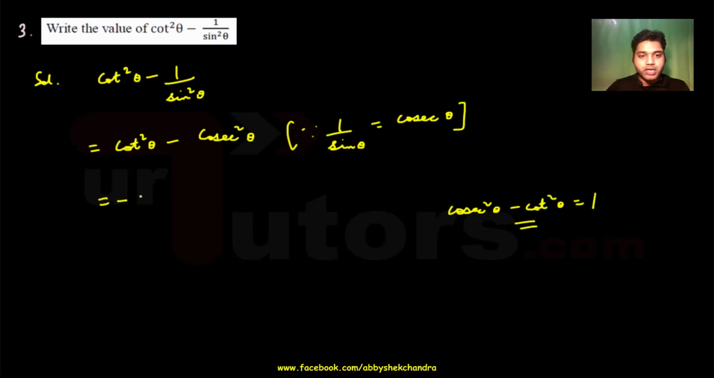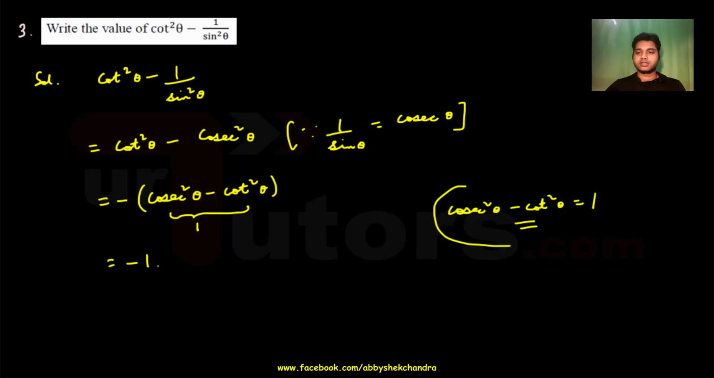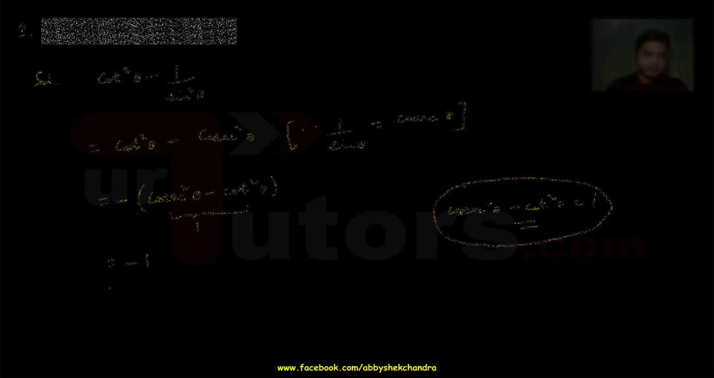So what we'll do is we'll take minus 1 common here, so we can write it as cosec squared theta minus cot squared theta. And what is this? This is 1, and there's a minus outside, so it'll be minus 1. So this is the answer. This is just rough work.